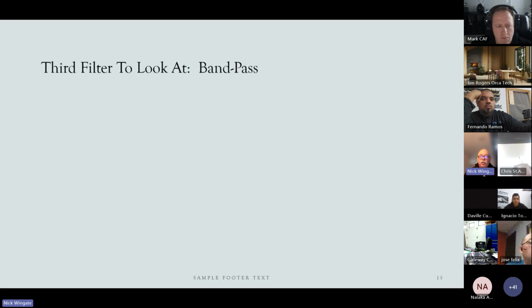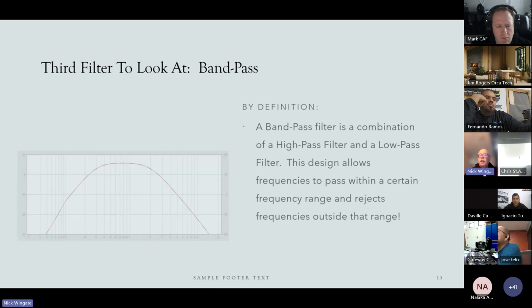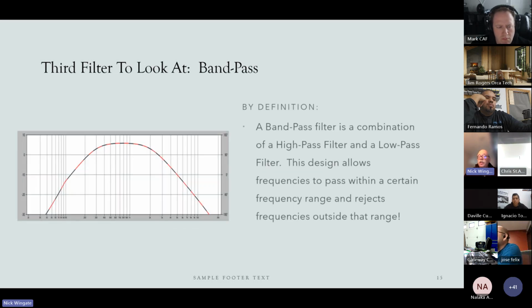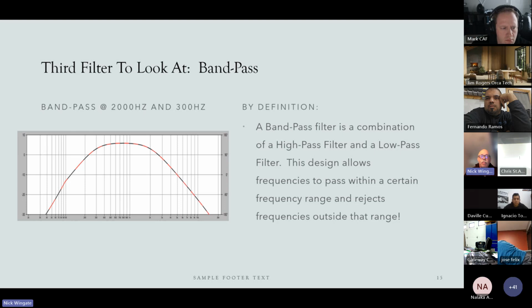So now the third filter is known as band pass. By definition, it's a combination of high pass and low pass. That's all it is. The design allows frequencies to pass within a certain frequency range, and it rejects frequencies outside that range. If you take a look at this one, this is a band pass from basically 2000 hertz to 300 hertz. This is a 4-inch mid-range. This is what we would be playing it from, as you can see from that chart right there. And that is a perfect band pass design.